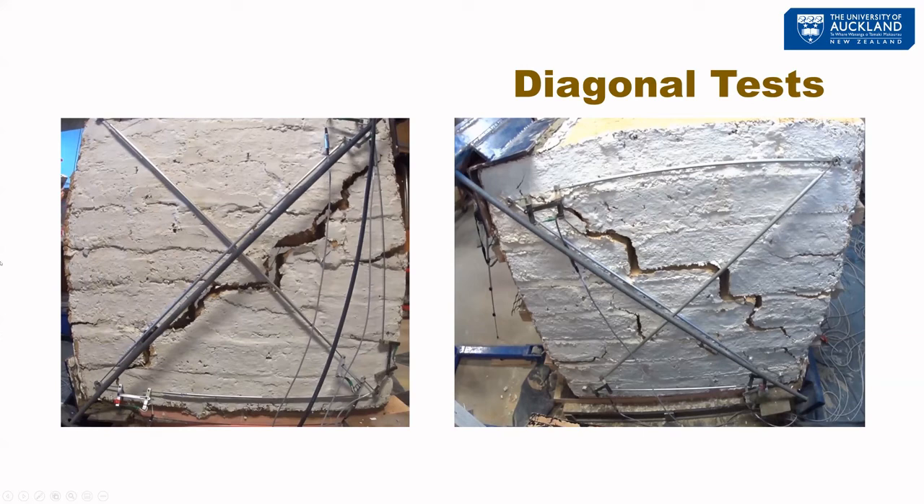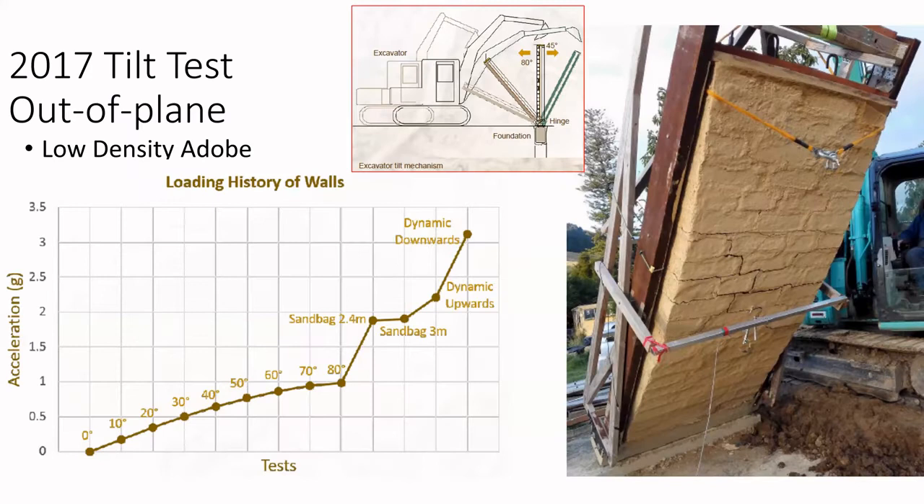And we'll go on. Then the other thing that we were particularly interested in with our lightweight adobe was that out-of-plane testing. The best way to do that is to put it on a shake table. But when it takes 30 days or 60 days to dry, then it is actually better if we can do the testing on site where the walls are built. And so we came up with this procedure of getting a wall tilted backwards and forwards to give the equivalent of earthquake loading.